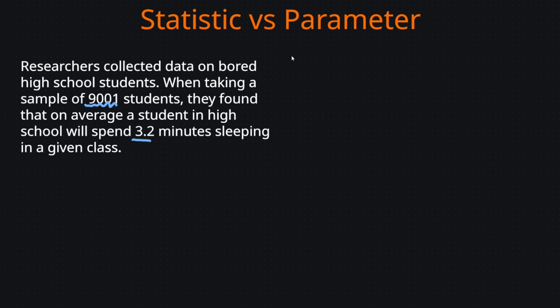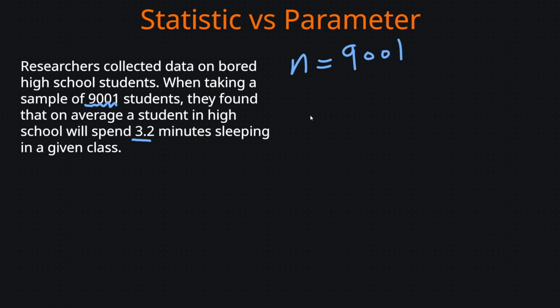The 9,001 is going to be the sample size. This number, 3.2, summarizes the data we have about these students. It tells us about how many minutes we can expect a single student in a single class to spend sleeping based on this sample. Now the question is, is this a statistic or a parameter? Well, this is actually a statistic.